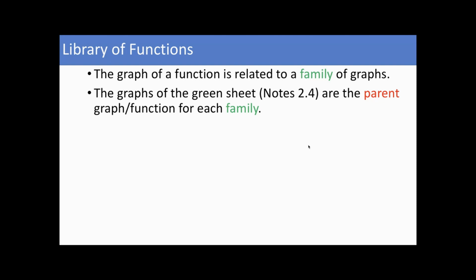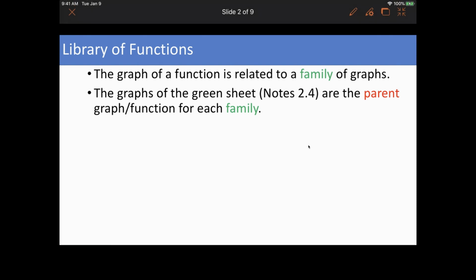When you talk about a family of graphs, all the functions of lines, that's a family. All the functions of a parabola. And when you're talking about functions, when I talked about lines, that does not include vertical lines because they're not functions.